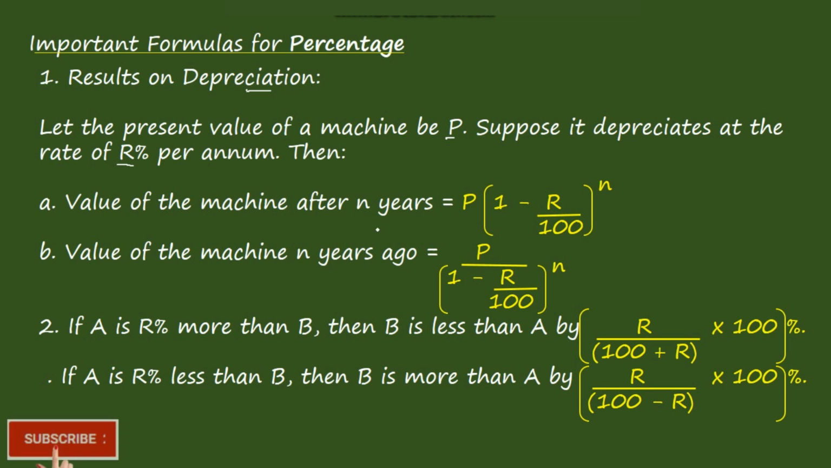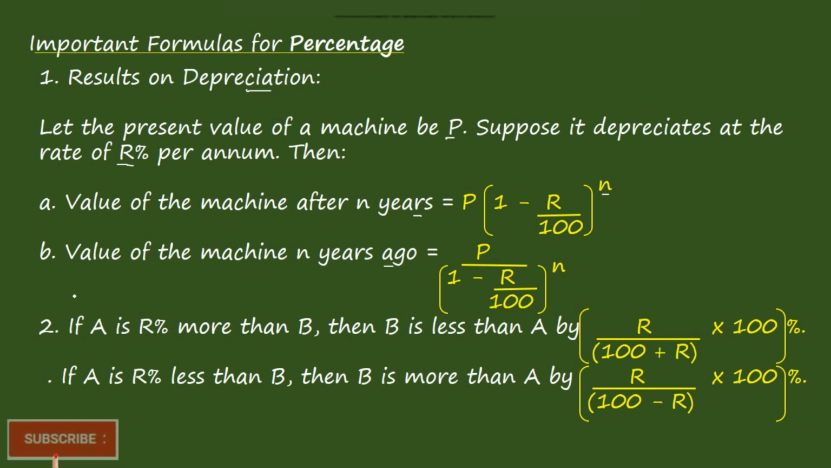Then after n years it will be equal to P into (1 minus R by 100) whole power n. And n years ago, if you go back, then the value of the machine would be P by (1 minus R by 100) whole power n. Come to the second one.